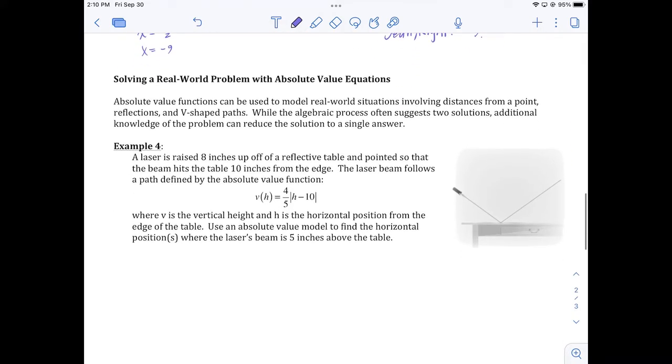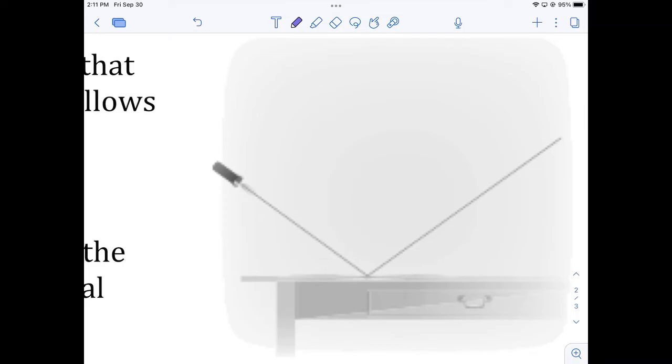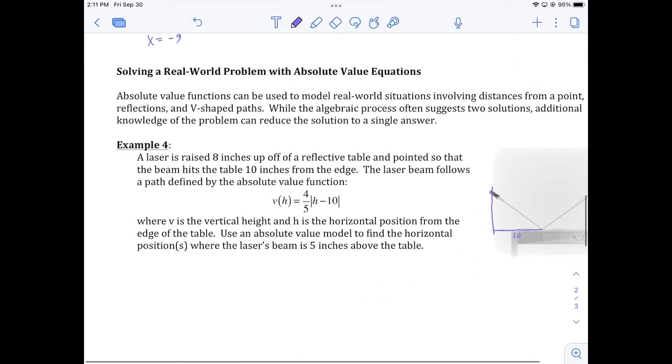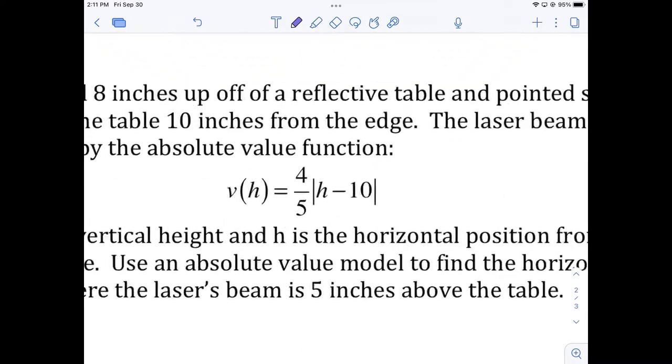So, hey, real world problems. Like when you walk out of here today, you might encounter this. A laser is raised 8 inches up off of a reflective table and pointed so that the beam hits the table 10 inches from the edge. I'm going to stop right there and label something. This is 10 inches from the edge, right there. The laser beam follows a path defined by this absolute value function.